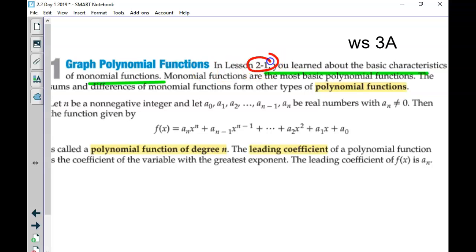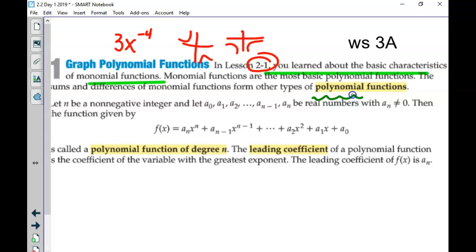In lesson 2.1, we learned basic characteristics of monomial functions. Remember, everything we did just had one term, and it was on the section 2.1 quiz. Remember, one quiz had something with a negative, I don't remember what the other one had. One graphed like this, right? And the other quiz version had like that or something, but it was a monomial term. Today we're going to talk about polynomial functions, meaning they have many terms, okay?